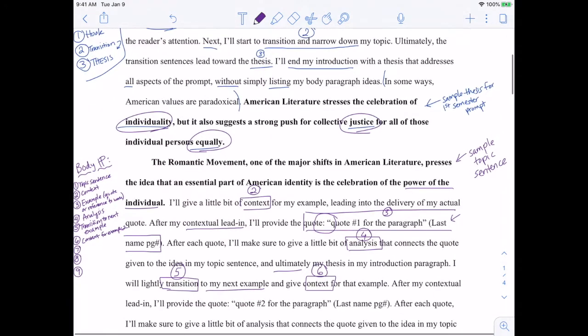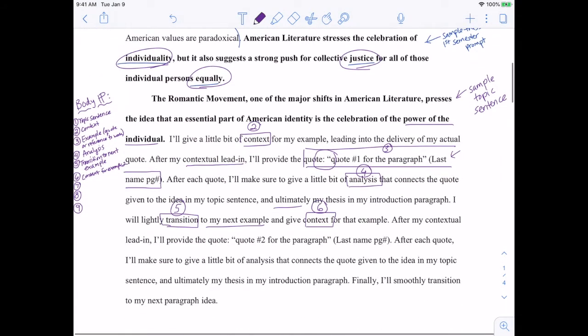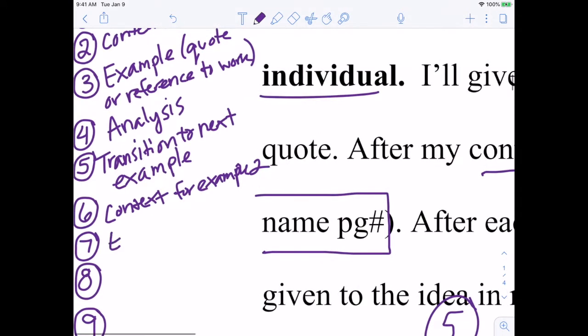At this point, you're pretty much going to be repeating because it says again, after my contextual lead-in, I'll provide the quote itself, and it should be fully integrated. Quote number 2 for the paragraph with a parenthetical citation. So again, the next thing I need to see is the actual example. I'm just going to put example number 2, and again, that can either be a quote or it can be just some sort of reference to the text.